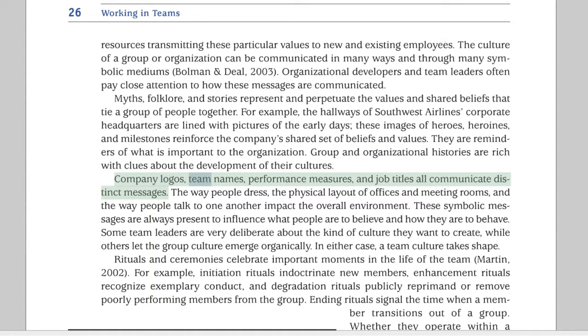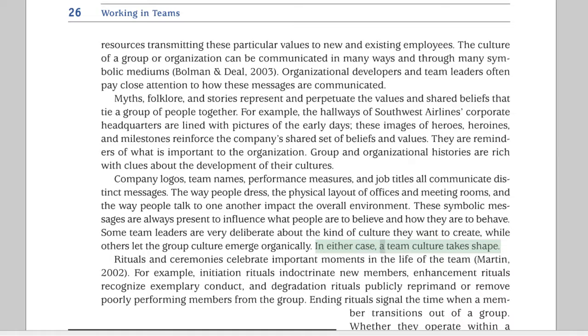Company logos, team names, performance measures, and job titles all communicate distinct messages. The way people dress, the physical layout of offices and meeting rooms, and the way people talk to one another impact the overall environment. These symbolic messages are always present to influence what people are to believe and how they are to behave. Some team leaders are very deliberate about the kind of culture they want to create, while others let the group culture emerge organically.